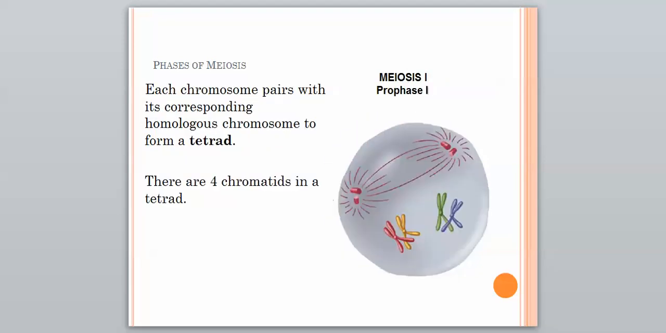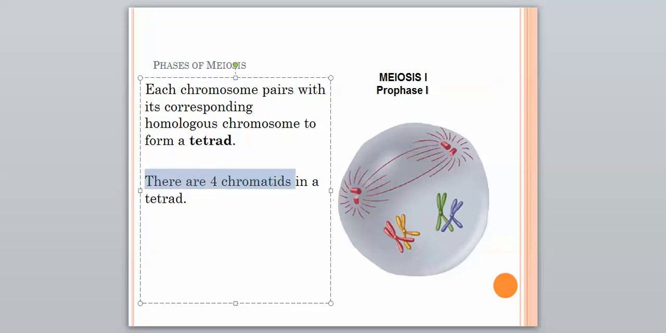Then in prophase 1, each chromosome pairs with its corresponding homologous chromosome to form a tetrad. A tetrad just means 4. The definition of a tetrad is 4 chromatids. There are 4 chromatids in a tetrad, and you can see that we have 2 tetrads in that picture. That's what happens in prophase 1. They match up with each other.